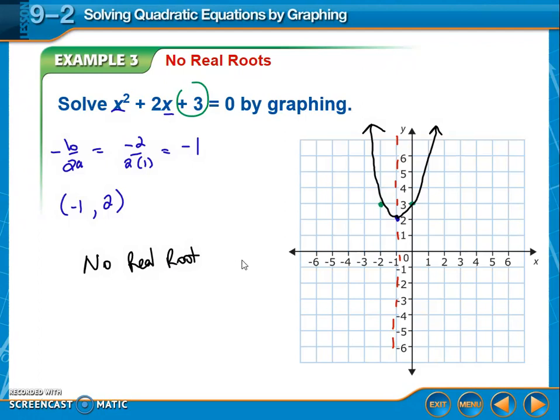So roots is another thing for 0, or when it touches the x-axis, so x-intercept, root, 0, or solution, they all mean the same thing. Okay?